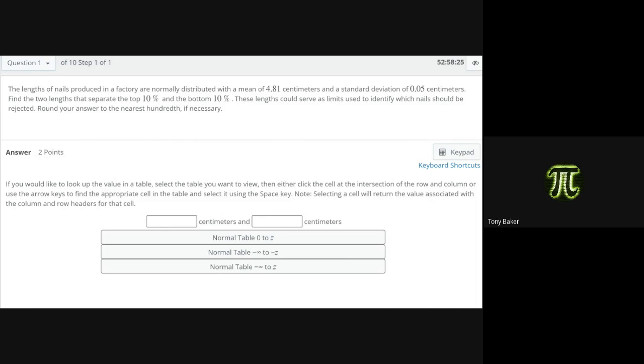All right, so in this problem, what did they give us? I know you can't see me writing. I'll switch over after we get the information out of it, because this is bigger than what I have on my screen. So what did they give us? A mean of 4.85 and a standard deviation of 0.05.